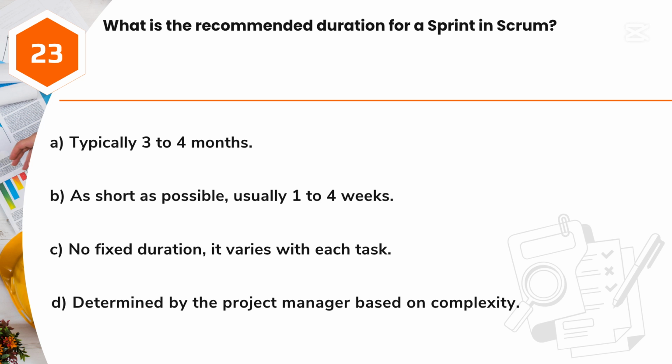Question 23. What is the recommended duration for a sprint in Scrum? A. Typically 3 to 4 months. B. As short as possible, usually 1 to 4 weeks. C. No fixed duration, it varies with each task. D. Determined by the project manager based on complexity.